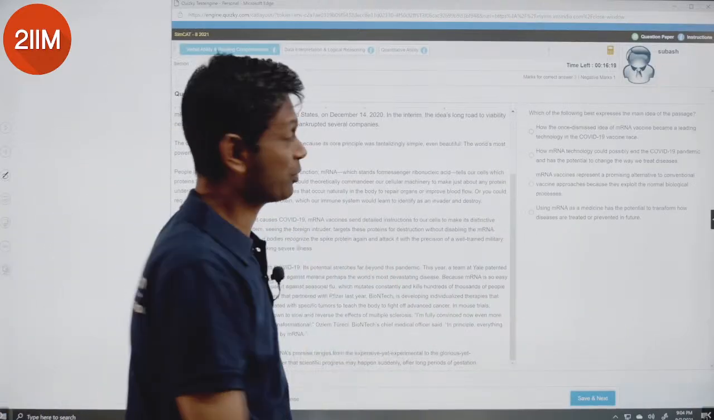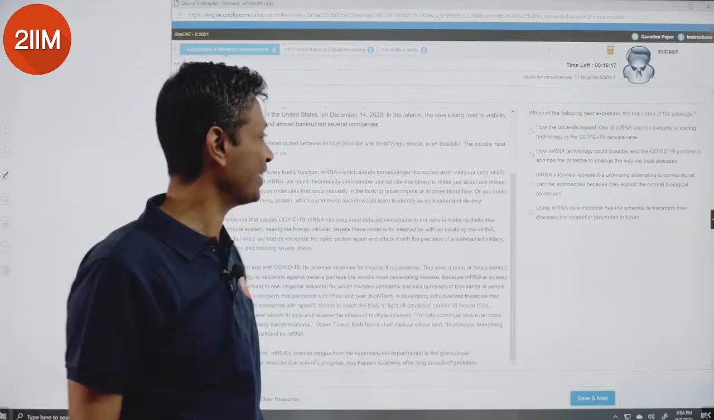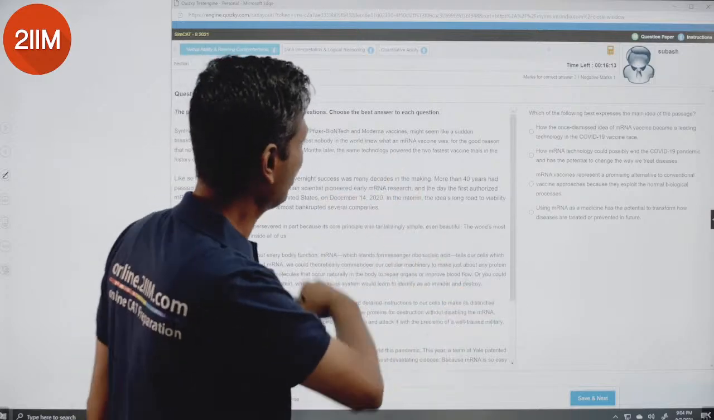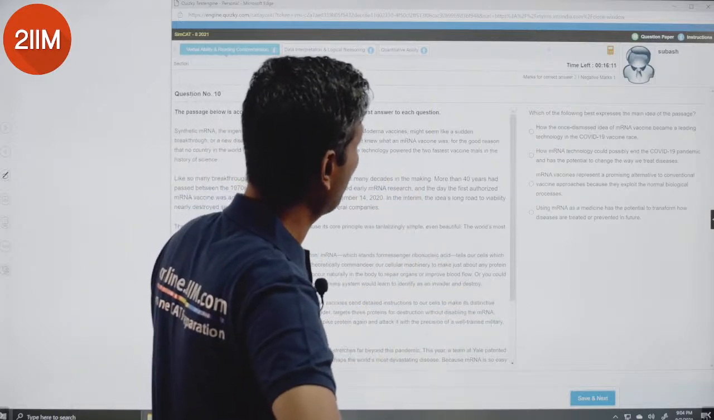Lovely. I should have picked this passage. It was nice and juicy, very relevant. Vaccination. I'm still regretting having selected the previous passage. I should kill that. Let's jump in. Which of the following best expresses the main idea of the passage?